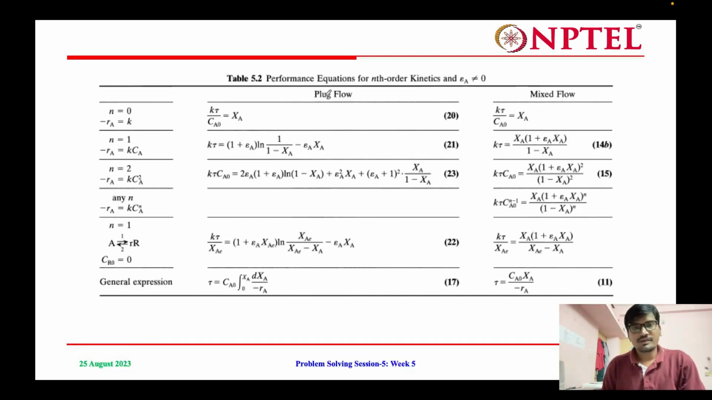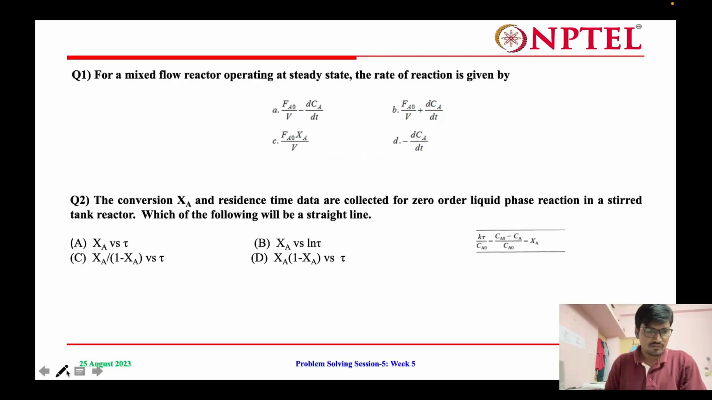Now this is the performance equation for nth order kinetics when the volume is not constant, meaning the volume is varying. So starting with question one, an MCQ: for a mixed flow reactor operating at steady state, the rate of reaction is given by.